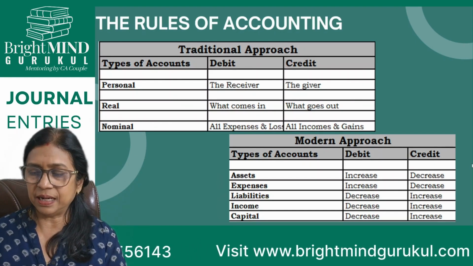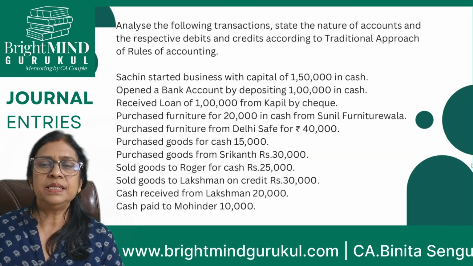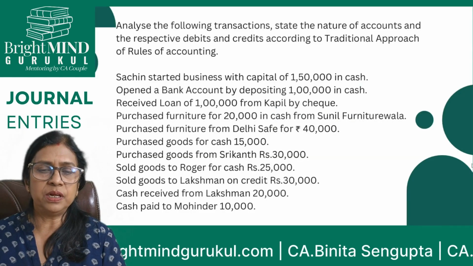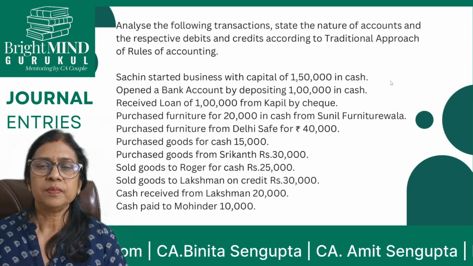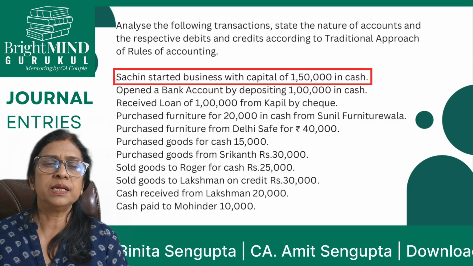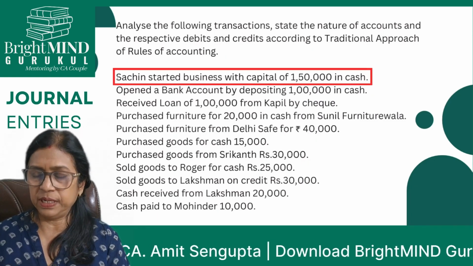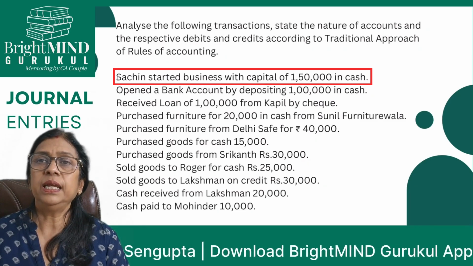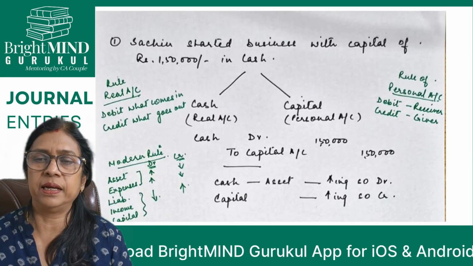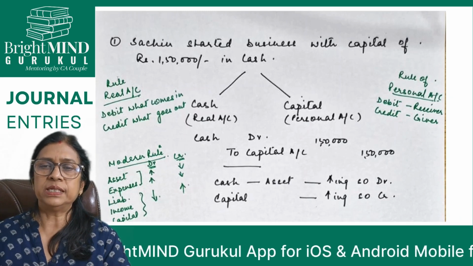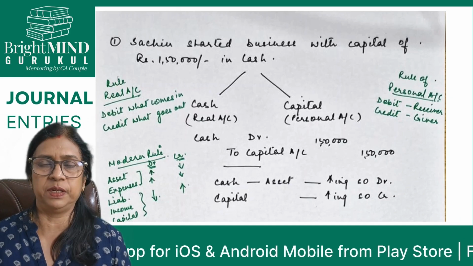Let us understand all this with the help of an example. This is a sum in which a few entries are there, and we will discuss each and every entry. The first one is: Sachin started business with capital of 1,50,000 in cash. So Sachin has started this business with a capital of 1,50,000.